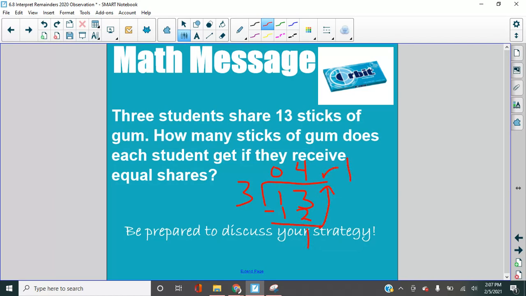So let's see if that makes sense in a complete sentence. Each student will get 4 remainder 1 sticks of gum. Does that sound right? What sounds wrong about that? What's a remainder 1 stick of gum? How do you eat a remainder 1? I don't know either. So what could we do?